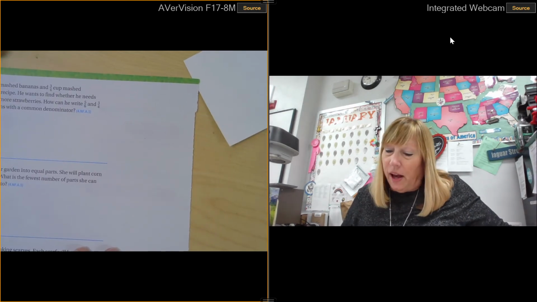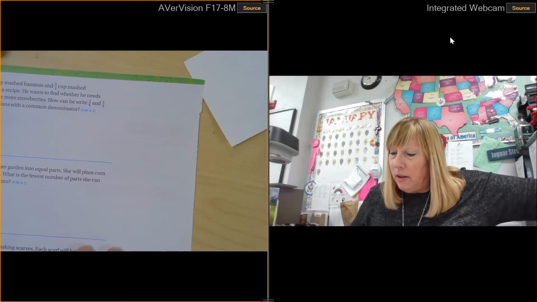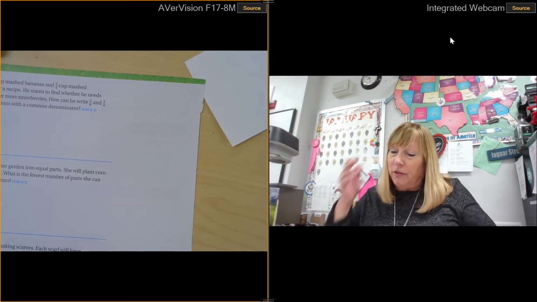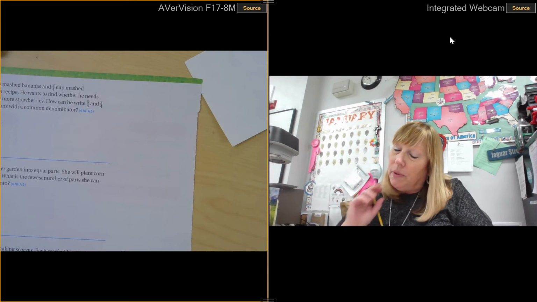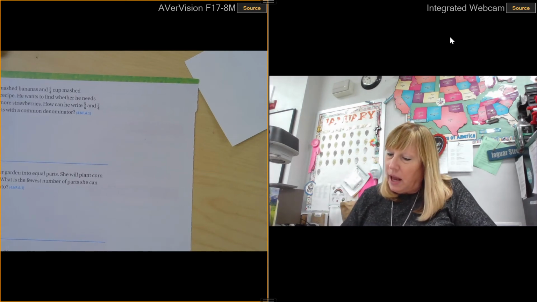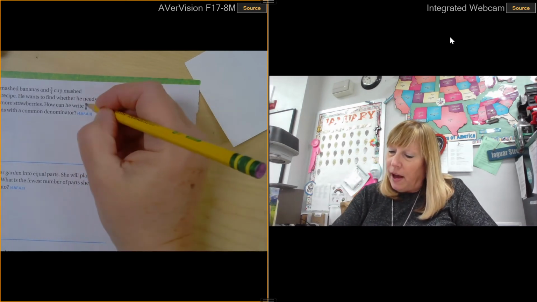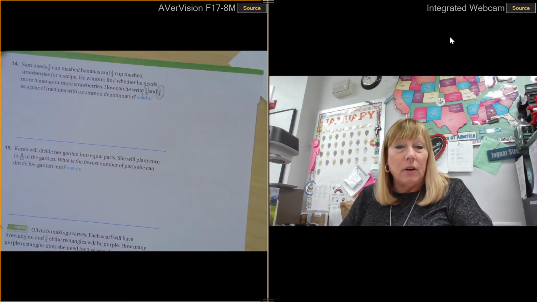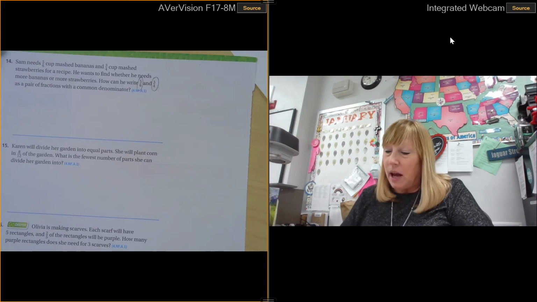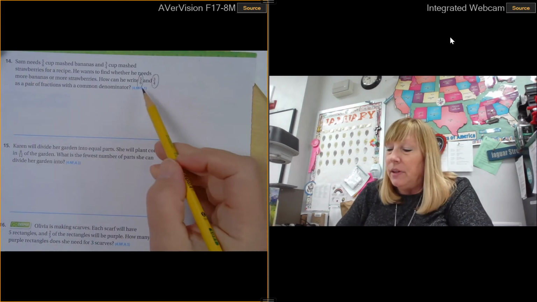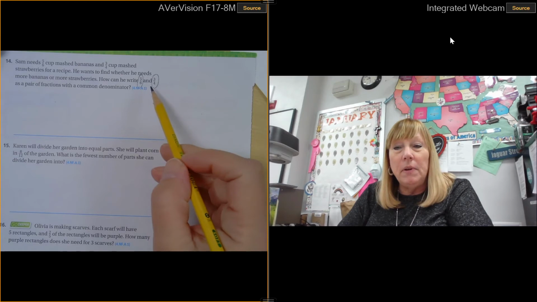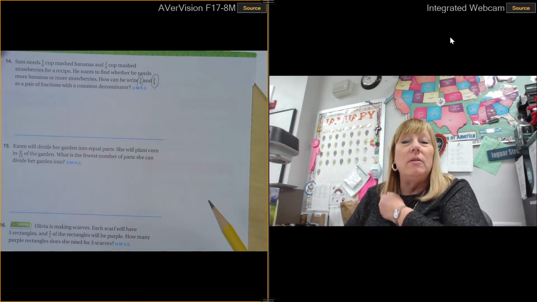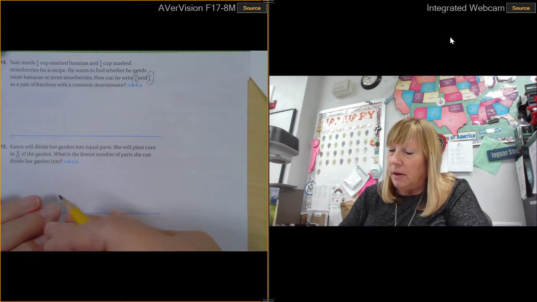Sam needs 5/6 cup mashed bananas and 3/4 cup mashed strawberries for a recipe. He wants to find whether he needs more bananas or more strawberries. How can he write 5/6 and 3/4 as a pair of fractions with a common denominator? Okay, so we have to find a common multiple of 6 and 4 to change these into another fraction.